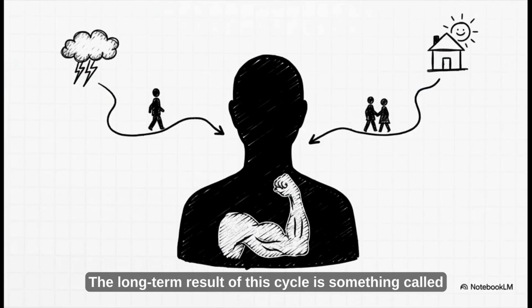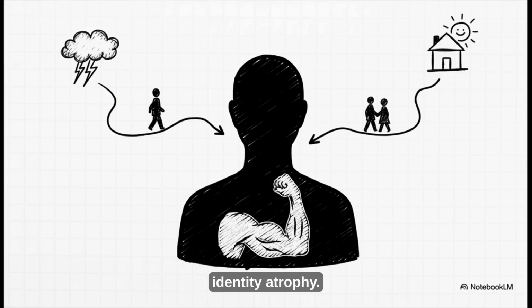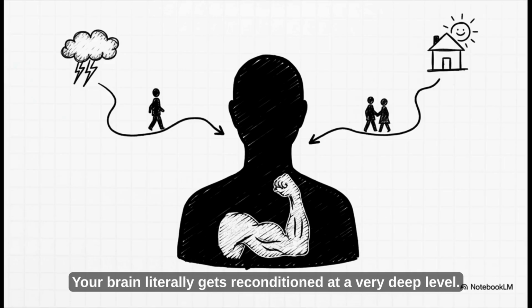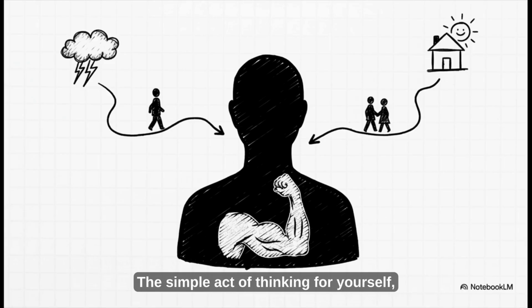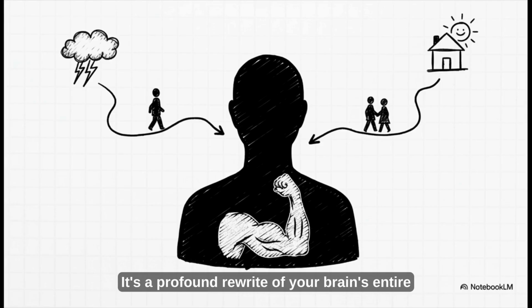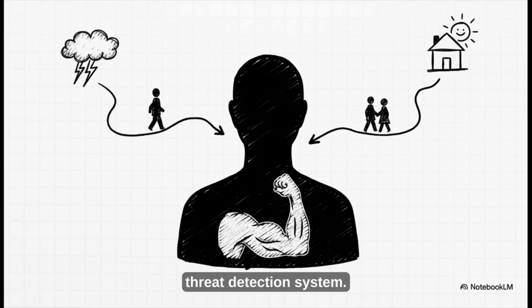The long-term result of this cycle is something called identity atrophy. Just like a muscle that you stop using, your sense of self begins to weaken. Your brain literally gets reconditioned at a very deep level. The simple act of thinking for yourself, of having a separate opinion, starts to feel like you're starting a fight. And compliance, just agreeing, just going along with it, feels like safety. It's a profound rewrite of your brain's entire threat detection system.